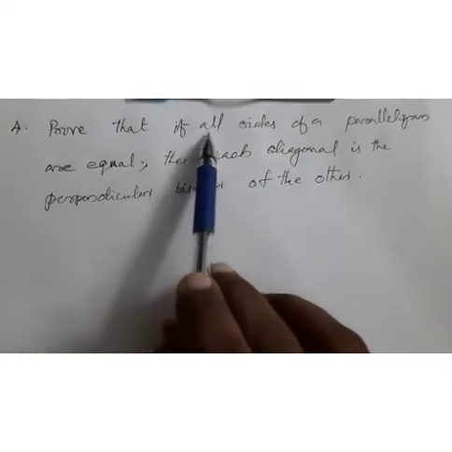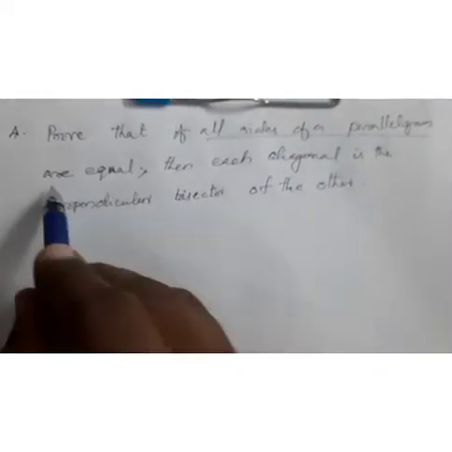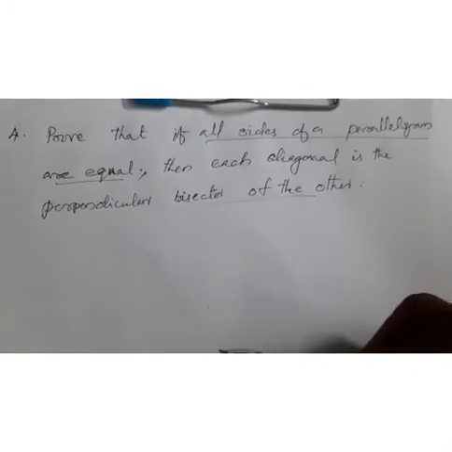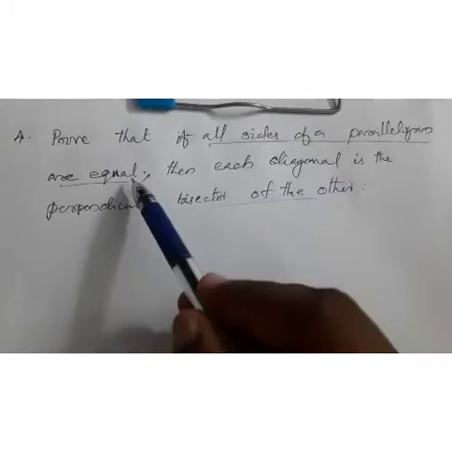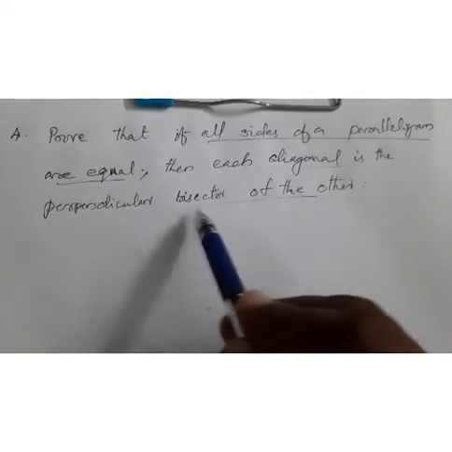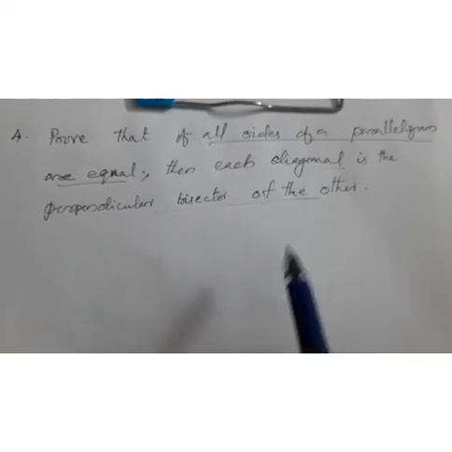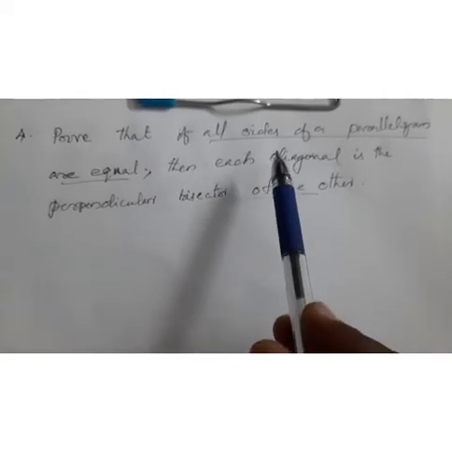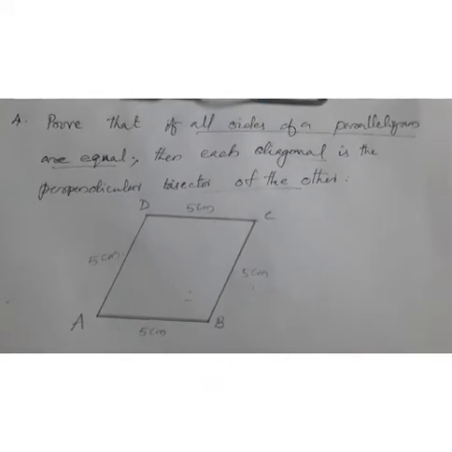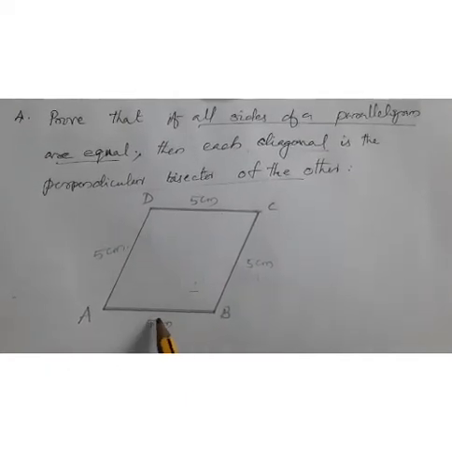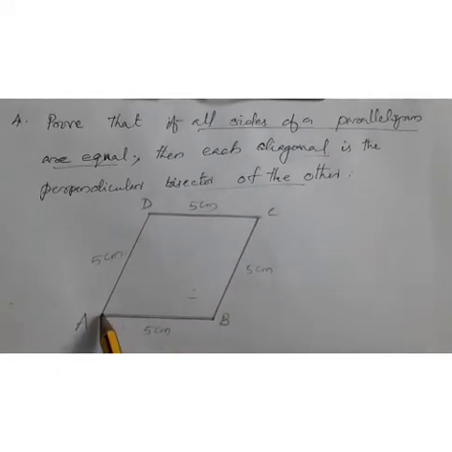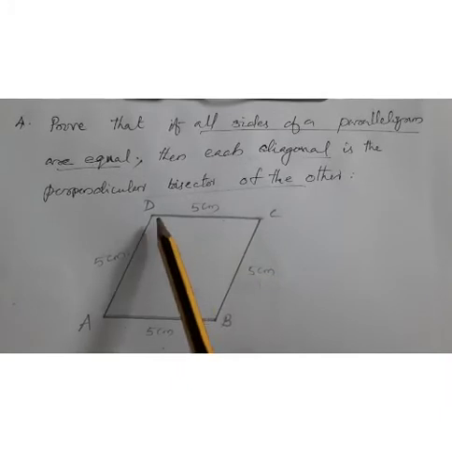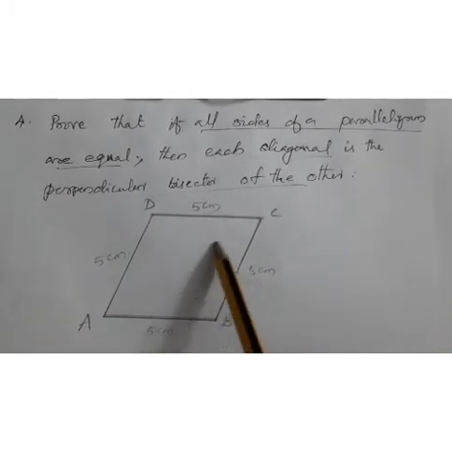Prove that if all sides of a parallelogram are equal, then each diagonal is a perpendicular bisector of other. This you have to prove it. So first of all, you have to draw a parallelogram of equal sides. I have drawn a parallelogram with all sides 5 cm. It is A, B, C, D with 5 cm sides. Next, you will draw the two diagonals.